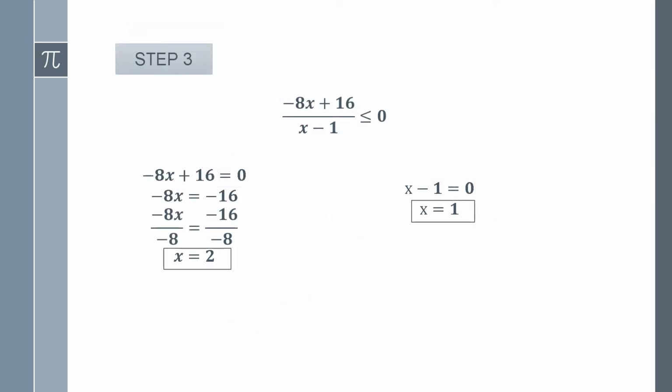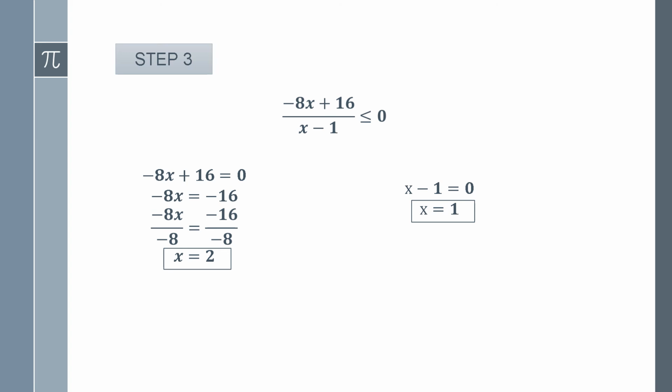Then, next step, step 3, we will equate the numerator and then the denominator of the expression to 0. So, hanapin natin yung critical values nila by equating them to 0. So, negative 8x plus 16 is equals to 0. Transpose yung positive 16 sa kabila, magiging negative 8x is equals to negative 16. Then, divide both sides by negative 8 para ma-isolate natin yung x or para maiwan yung x. Bale, x is equals to negative 16 over 8.